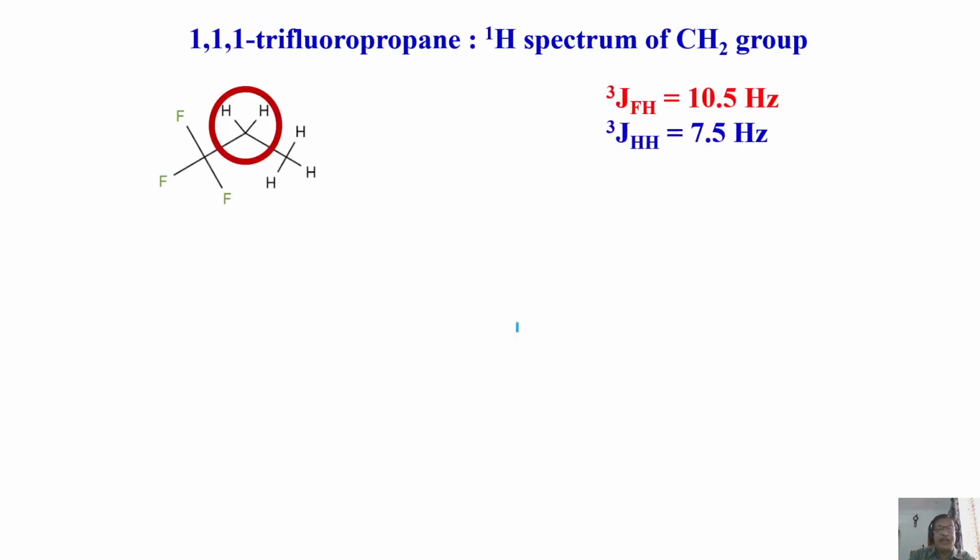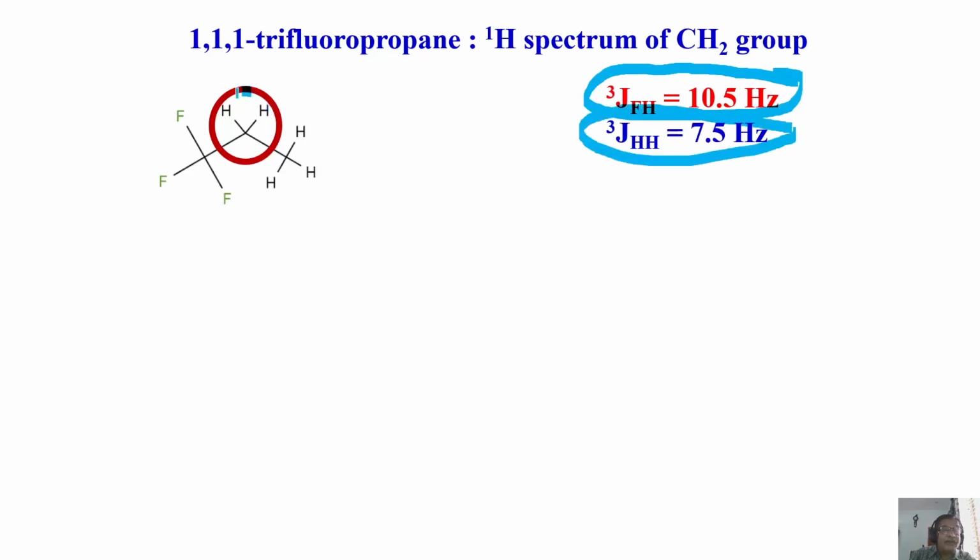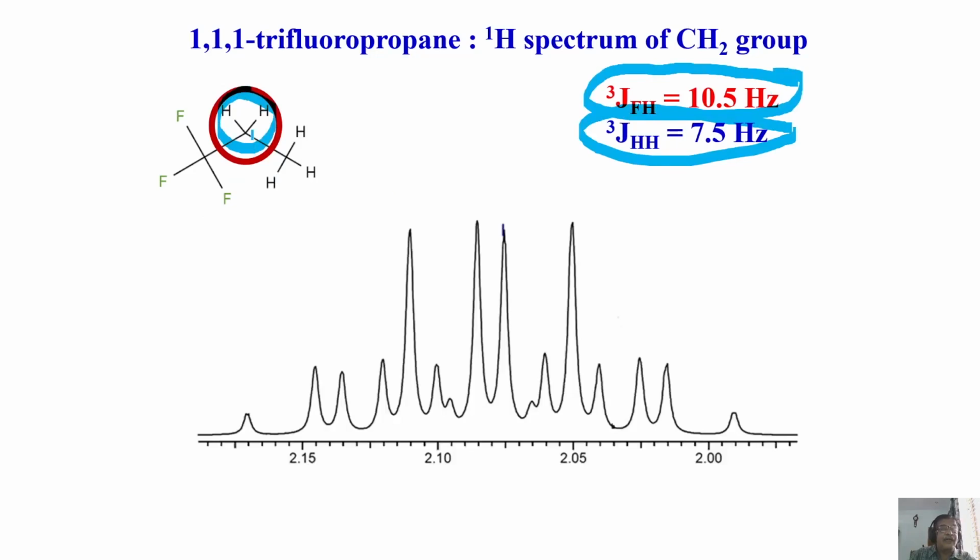Now, very interestingly, I tell you, this 3J-HF coupling is larger than the 3J-HH coupling. These are the two coupling strengths. I am looking at this one. So, what is the pattern you are getting for CH2? First, it splits into a quartet, and each line of the quartet splits into another quartet because of HH coupling. So, FH coupling makes it a quartet, and this CH3 splits each line of the quartet into another quartet.